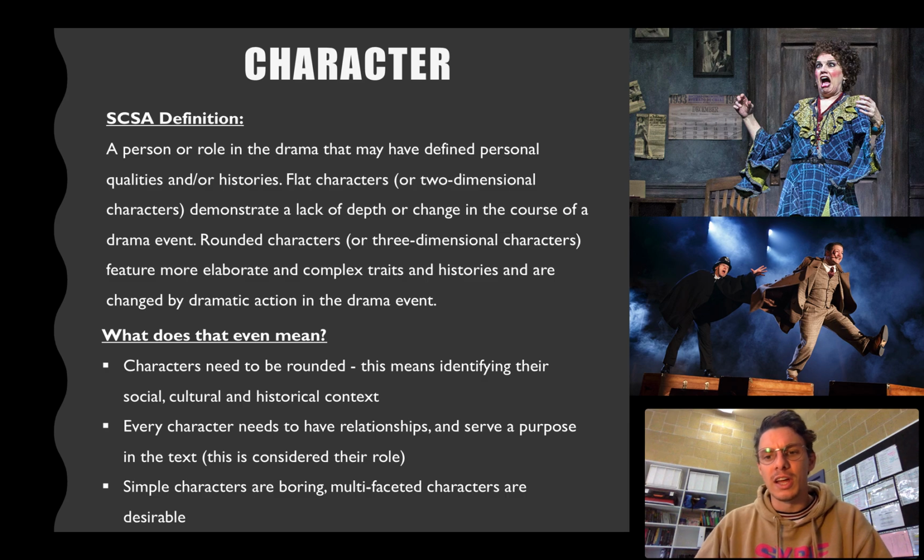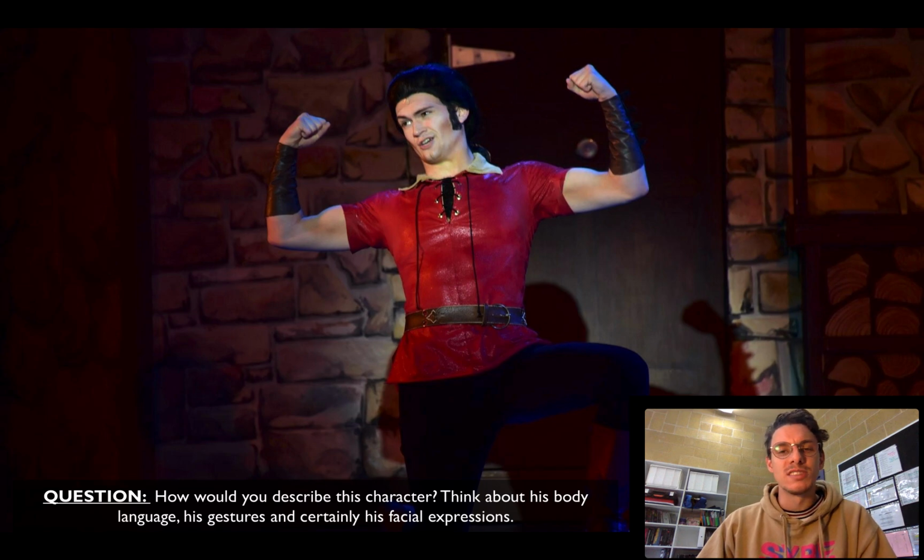And every character needs to have relationships and a purpose, all right? And what we call an objective. So every character has an objective, and the play is them trying to meet that objective. They succeed, they don't succeed. It's up to the playwright to dictate that. Pause this here if you would like to answer this question.